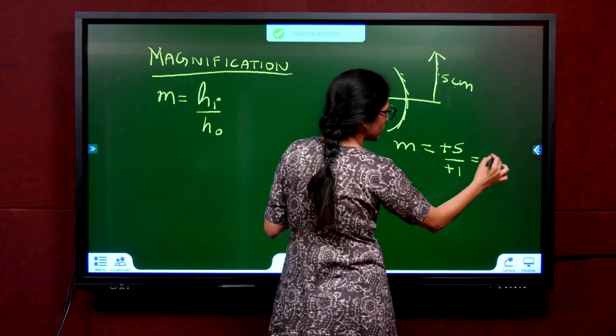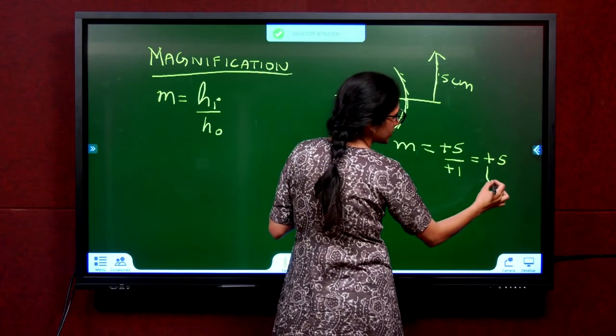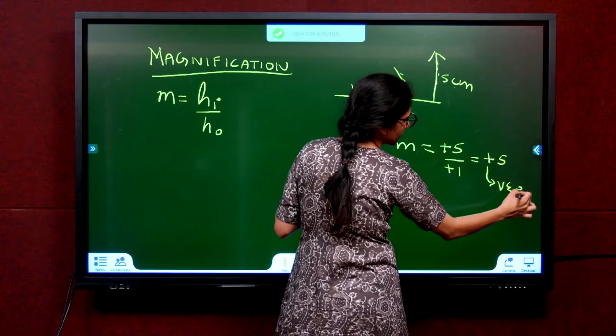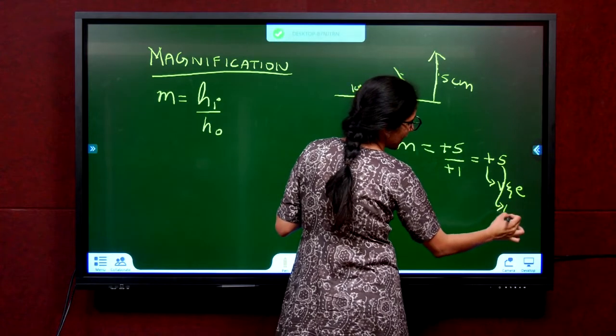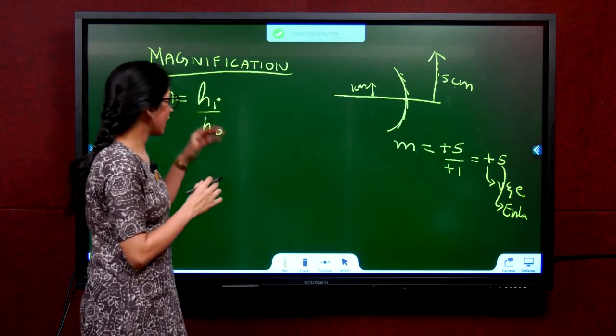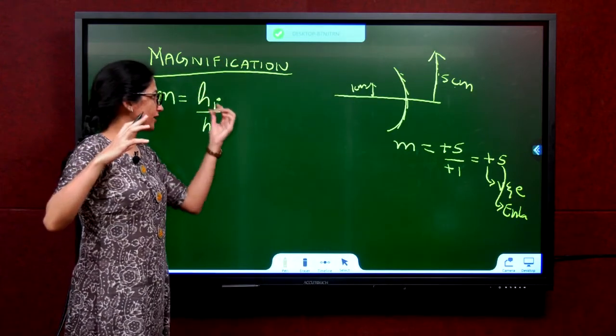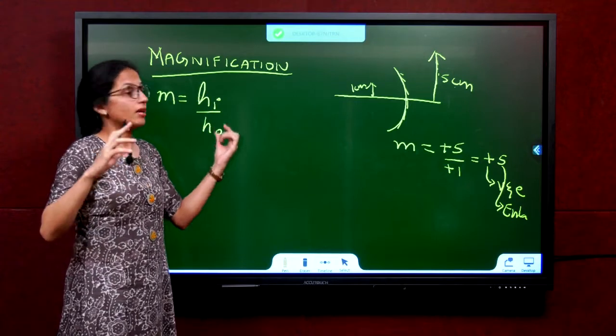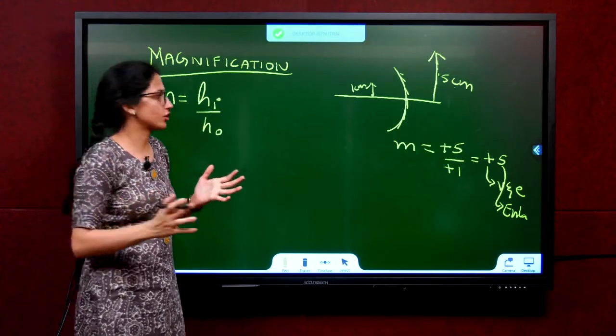So I am getting positive 5. Positive means virtual and erect. 5 means enlarged. That means the number is greater than 1. Height of image is more than height of object. Numerator is greater than denominator. That means it is enlarged.